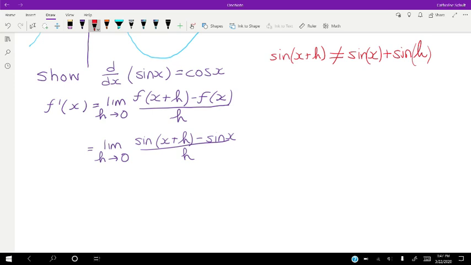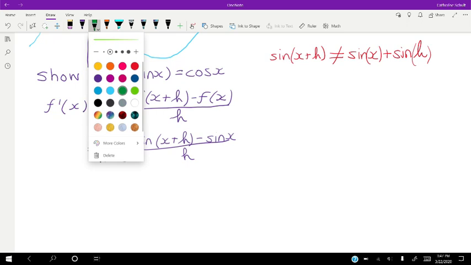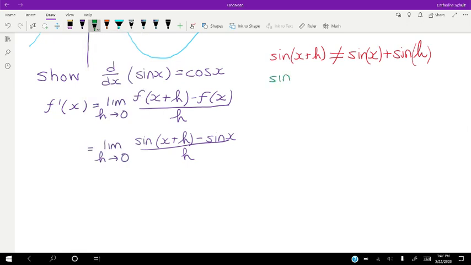All right, and we actually have a property. Here, I'll write it in green because green means go. We actually have a property for addition and subtraction of arguments in sine and cosine. So go all the way back to your algebra class. If we're looking at sine of x plus h, this is equal to sine x cosine h plus cosine x sine h. Okay, so it's not as simple as just distributing that sine.